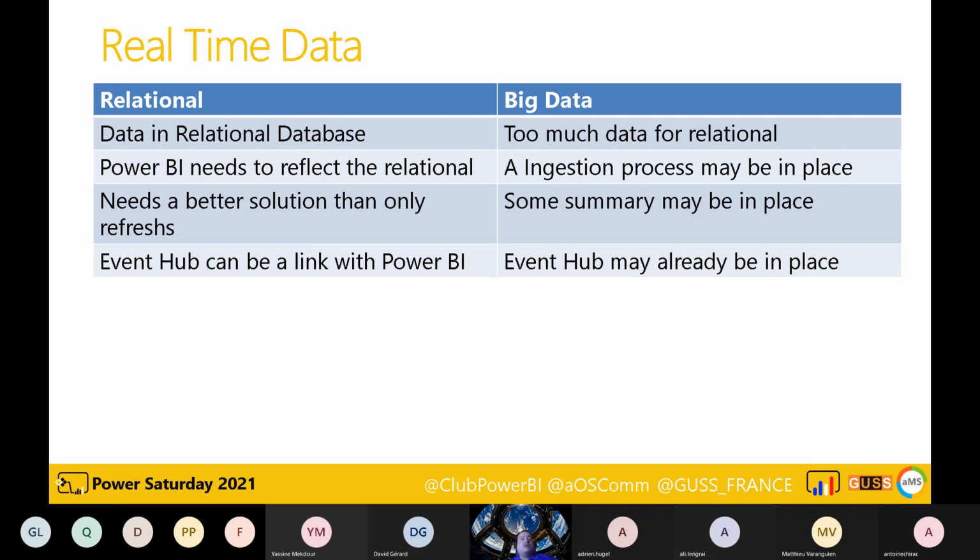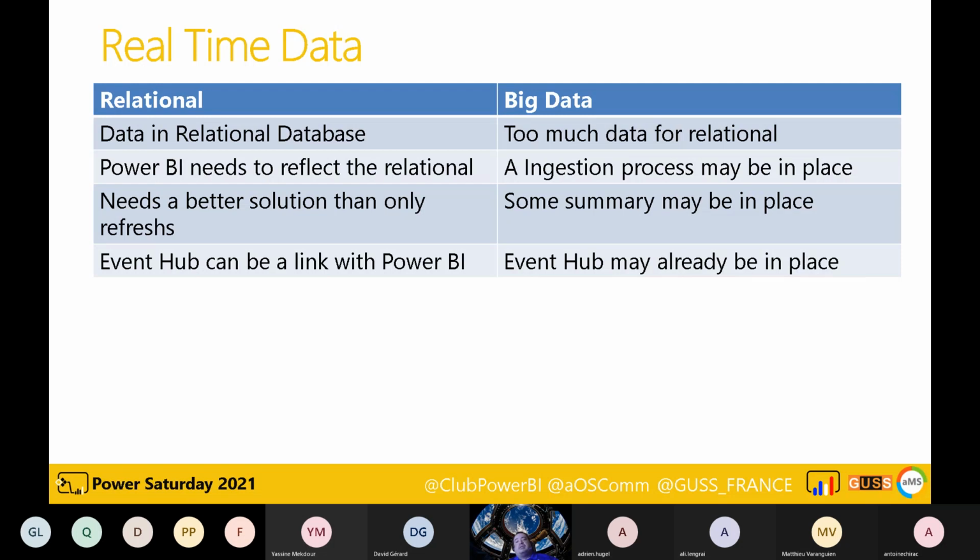What is Event Hub? Event Hub is a service used in Azure to ingest a huge amount of data. We use Event Hub as an entry point for a data ingestion process. So we can use Event Hub as a link to input real-time data inside Power BI, even for data in the relational database. But the relational database may have other options. We may think about them. We'll talk about this in a moment.